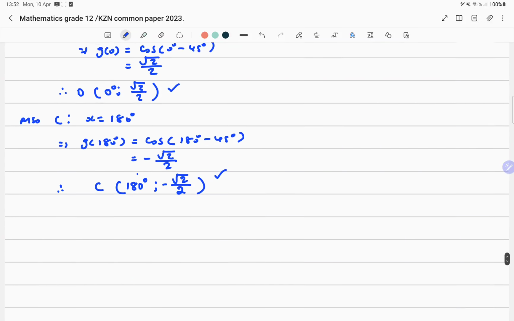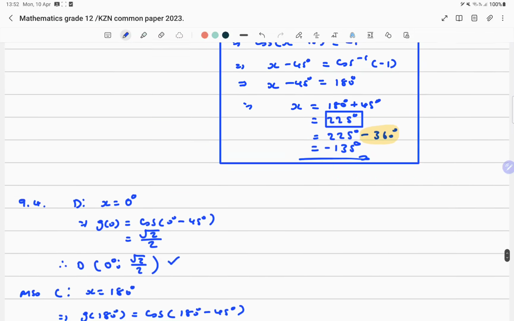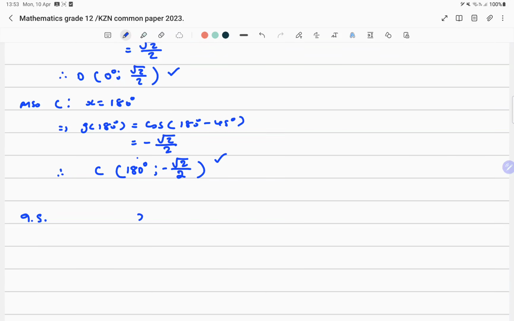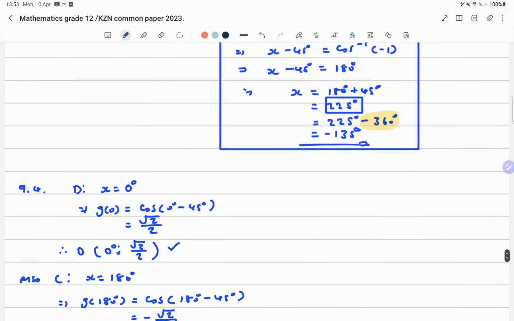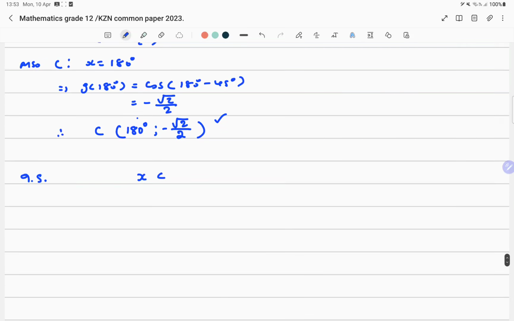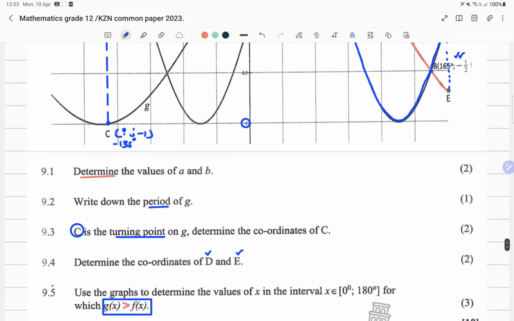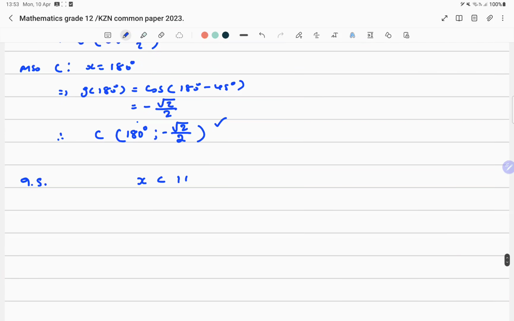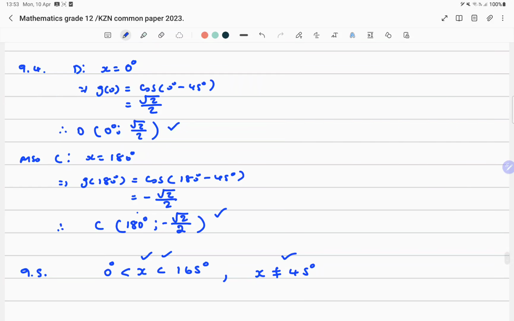So to answer this question, this is 9.5. Remember, we don't want them to be equal, so it has to be strictly greater. So no equality, sorry. Now what do we say here? That point where they are equal again is 165 degrees. So we say here 165 degrees must be greater than 0 degrees, right? But there's a condition that x should not be equal to 45 degrees, because at 45 they are equal. Nice. So you get 2 marks for that form and 1 mark for this.